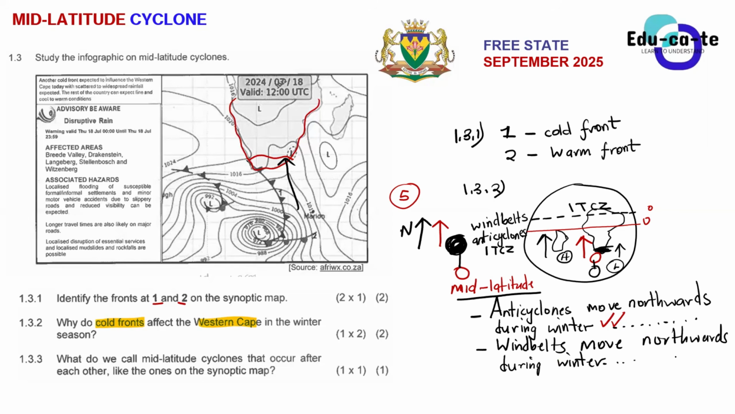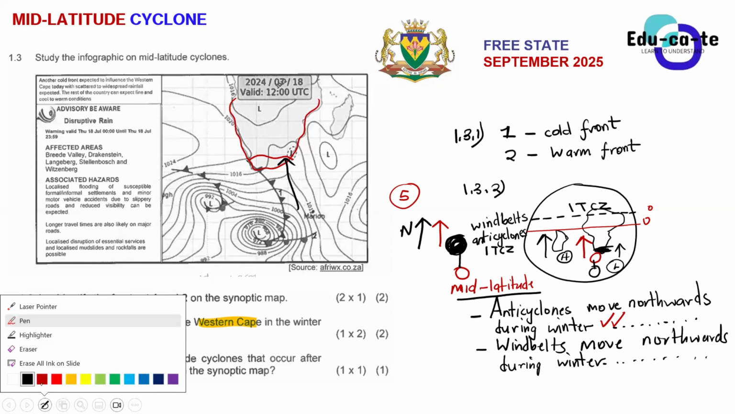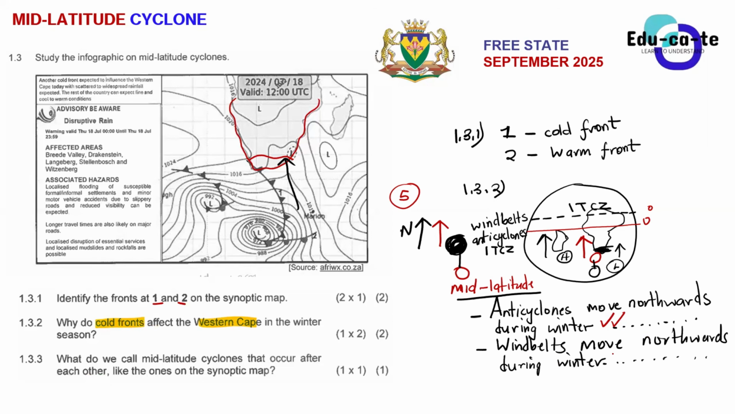Give me one example of a pressure belt that you know. Equatorial low. Yeah, we've got an equatorial low pressure belt. We have got a subtropical high, right? Subtropical high. Exactly. Subpolar low. Yeah. All of those are the wind belts that are moving northwards during winter. So this will also allow the mid-latitude cyclone to move.